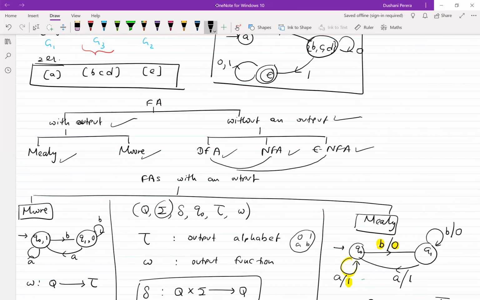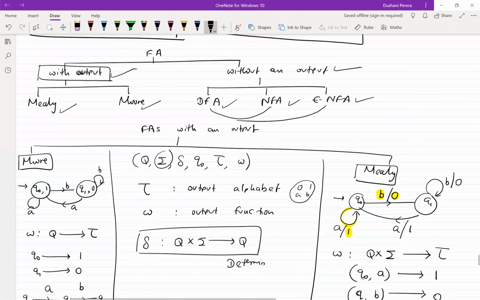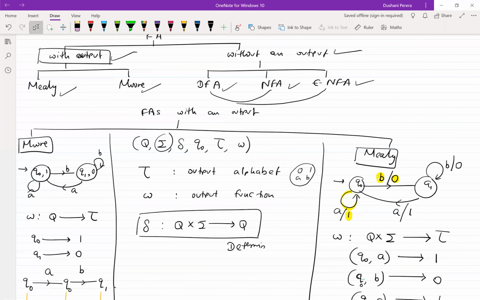They do a process, and then we have the machines which have an output. What they do is, during the traversal upon a string, they produce an output. So Mealy and Moore were the ones that we talked about under FSMs with an output. The difference between these two: in Moore machines, the state was associated with a particular output, while in a Mealy machine, the transition was associated with an output.